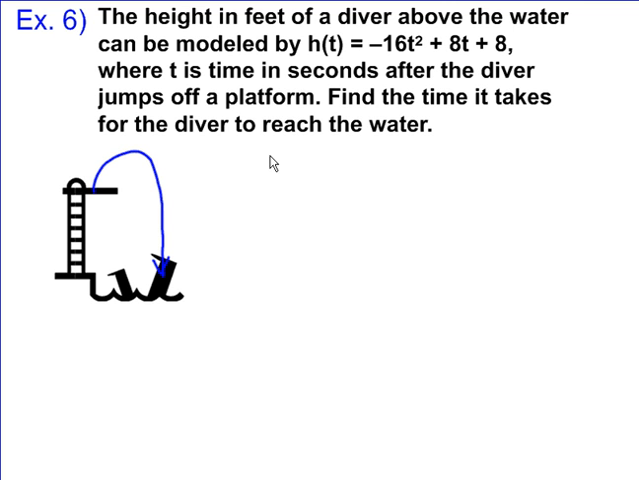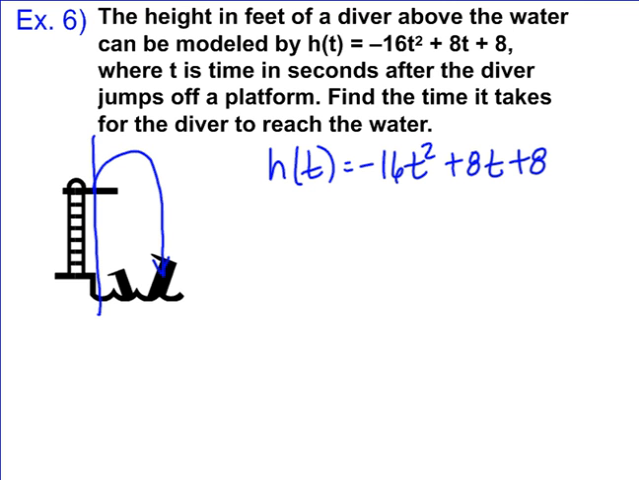We can use our equation of h of t equals negative 16t squared plus 8t plus 8. And if we're thinking about this, remember, here's our coordinate plane, right? He's starting a little bit higher than we thought. So we're going to end up with a solution out here that we may not necessarily use because it's negative time. So we've got to keep that in mind, what's going on.